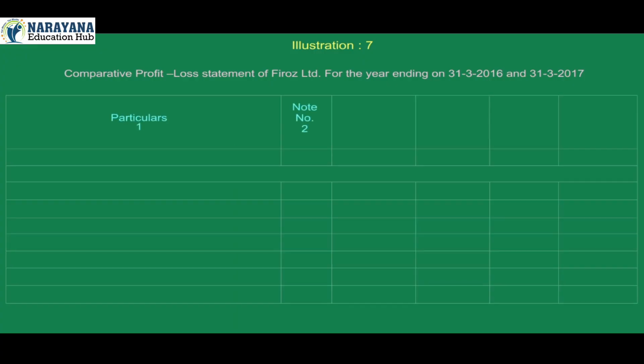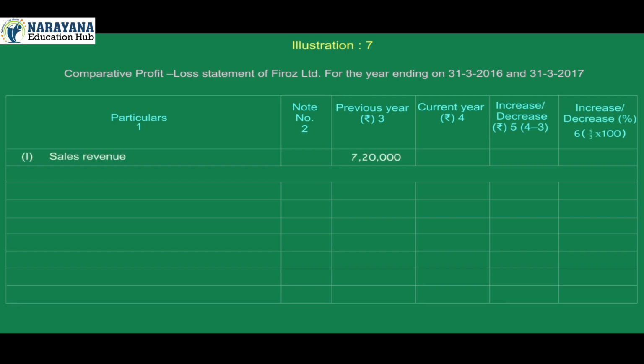Particulars 1. Note number 2. Previous year 3. Current year 4. Increase or decrease 5, in bracket 4 minus 3. Increase or decrease in percentage 6, in bracket 5 divided by 3 into 100. 1. Sales revenue 7,20,000, 9,72,000, 2,52,000, 35%.